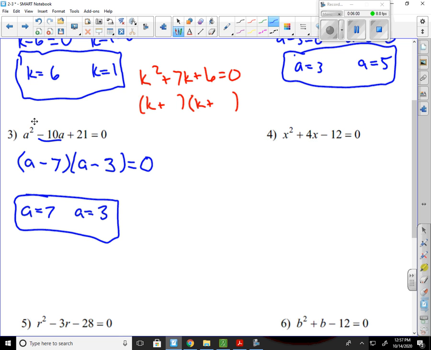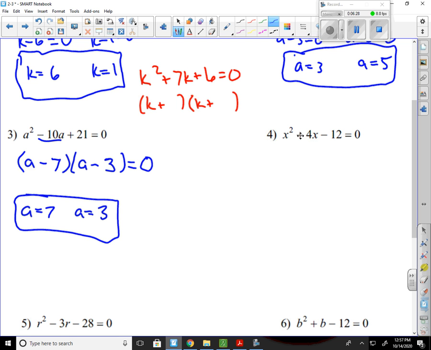Plug that in. 7 squared is 49. 10 times 7 is 70. 49 minus 70, negative 21 plus 21 is 0. Plug the 3 in. 3 squared is 9. 10 times 3 is 30. 9 minus 30 is negative 21. Plus 21 is 0. At some point, we can just stop checking these.